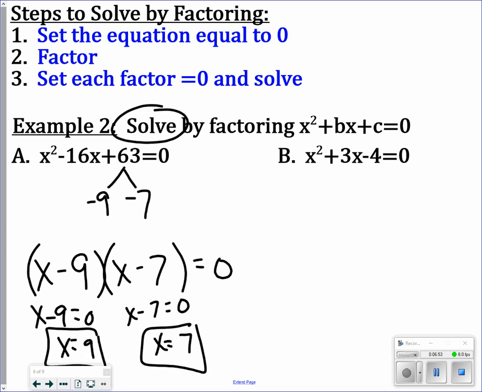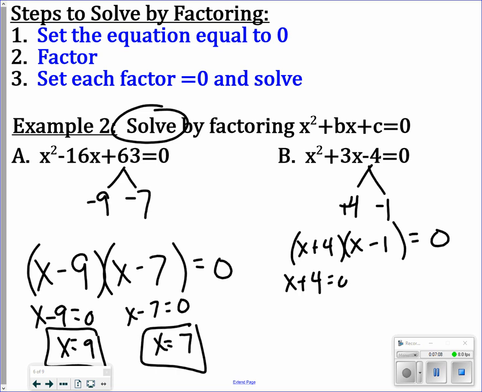Next one, I'm trying to get a negative 4. Well, the only way to get a negative 4 is one is positive and one is negative. So positive 4 times a negative 1 would get you a positive 3. Once I have it in factored form, set the factors equal to 0 and solve.